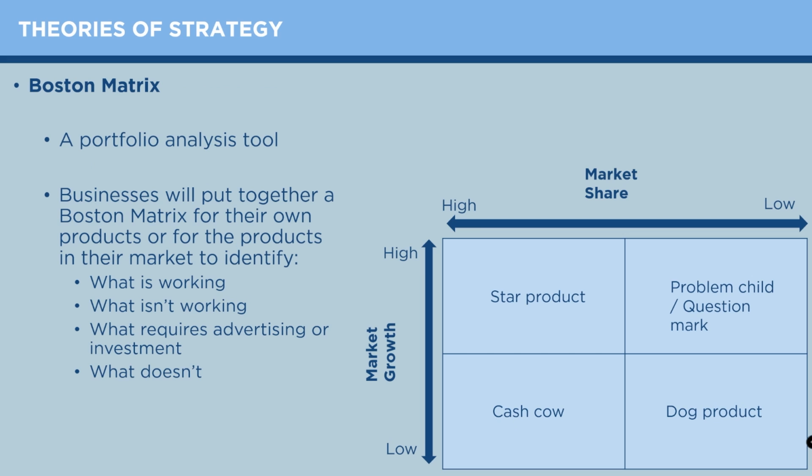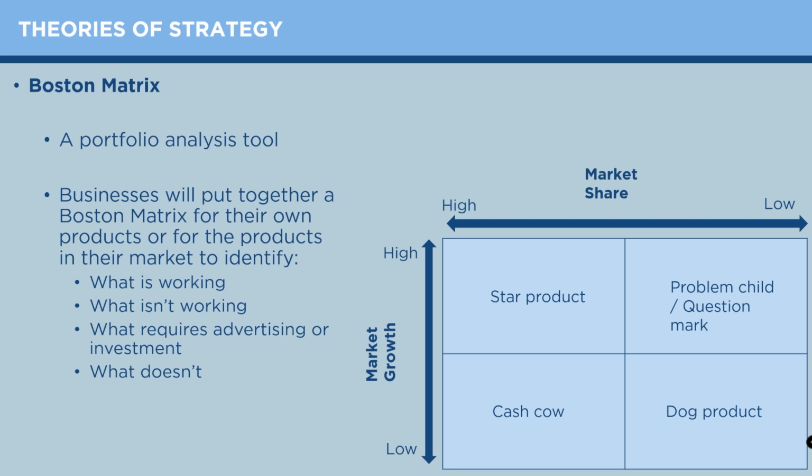But the Boston Matrix, this is a theme 1 topic, but it is referred to in theme 3 as well, 3.1.2. So it's worth just mentioning. This is a product portfolio analysis tool. So this is where you would assess the range of products that you have, and you might identify some areas for potential investment. So you would look at your list of products and you would try to identify what is working, what isn't working, what requires advertising or investment to potentially take advantage of something that could be great in the future, and also what isn't working and what doesn't require investment.